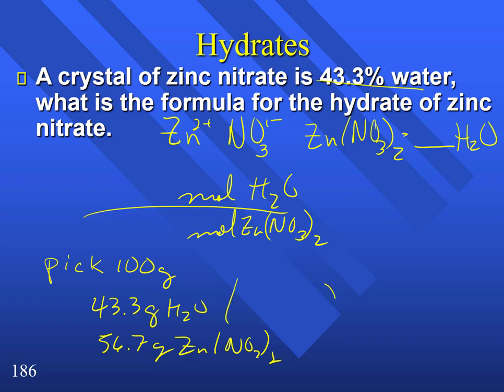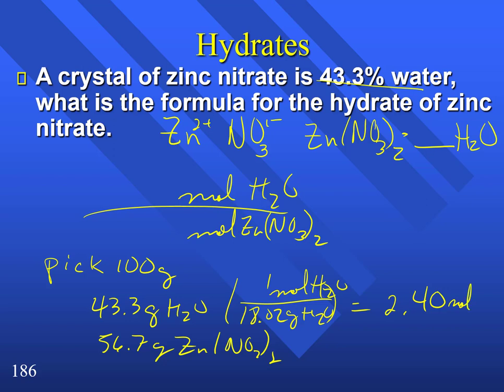Okay, now I just have to change those grams to moles. Grams of H2O to moles of H2O. And we just said 1 mole was 18.02 grams. So 43.3 divided by 18.02. And that is 2.40 moles of water. And zinc nitrate, grams of zinc nitrate to moles of zinc nitrate.